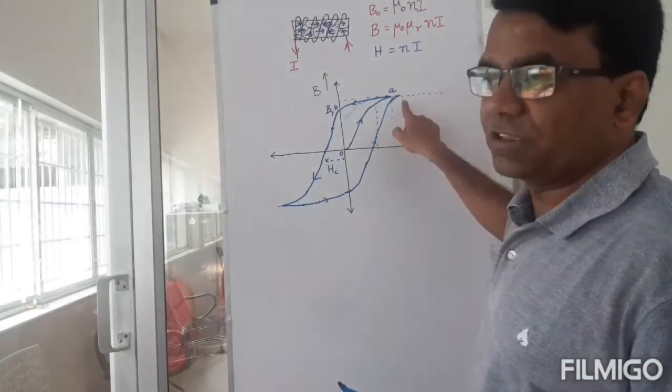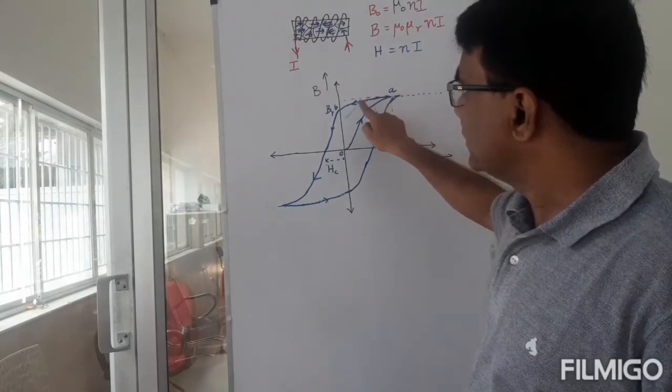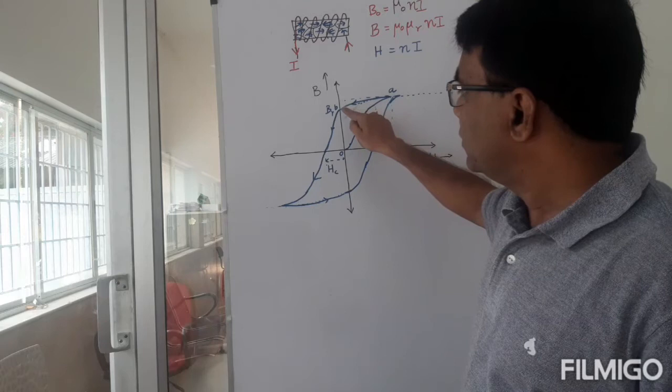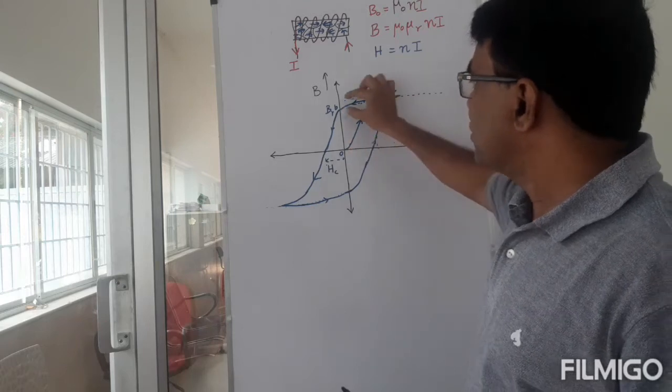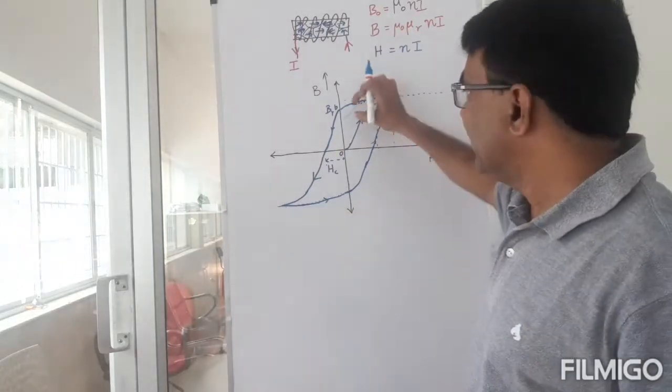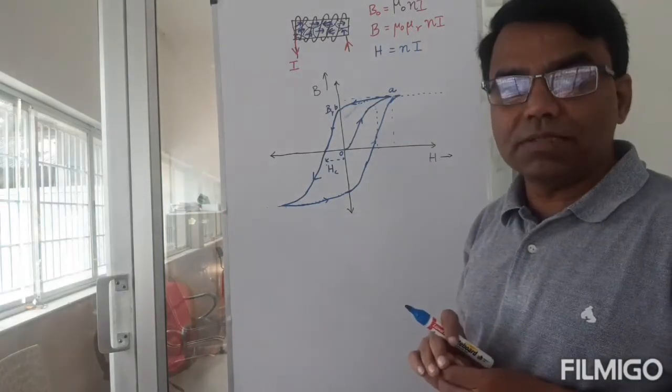So you reach its saturation point, and then you come back. If you keep reducing the current, and when you make the current 0, it is not going to lose all the magnetism that it has gained. It will still retain some magnetism.